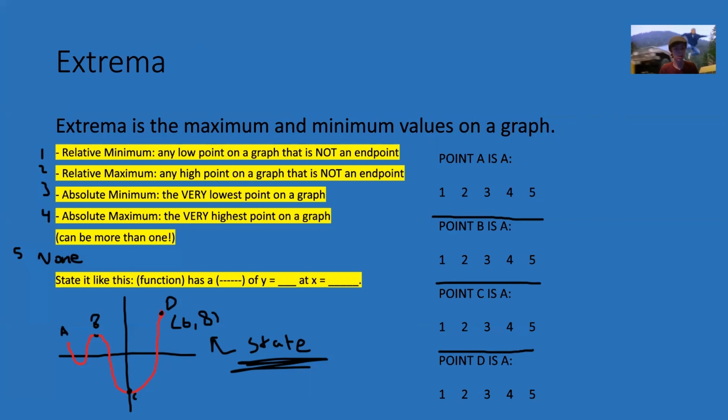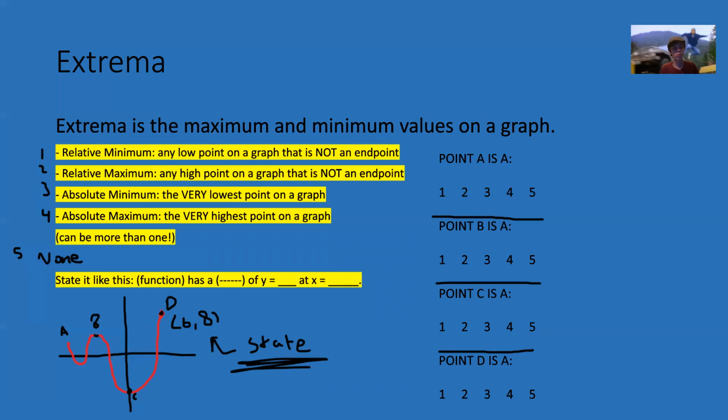A relative minimum is any low point on the graph, but it can't be an endpoint. It can be something in between on the graph, but it can't be an endpoint. A relative maximum is any high point on the graph that is not an endpoint also. So if it's relative, it can't be an endpoint. Absolute means the very highest or lowest.